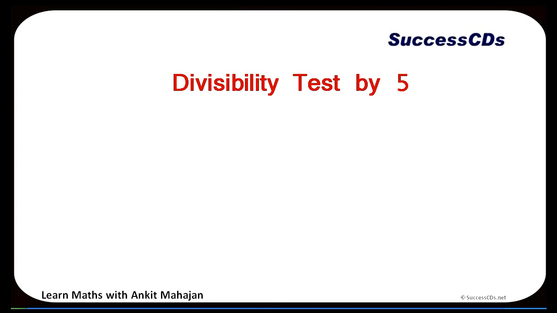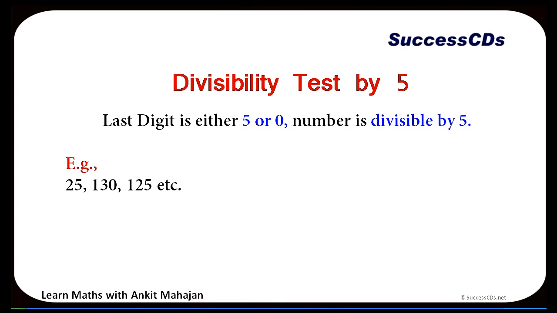Divisibility test by the number 5. Now 5 is a fairly simple one. If your number has the last digit as either 5 or 0, the number is always going to be divisible by 5. Take for example 25, 130. All these numbers are divisible by 5.